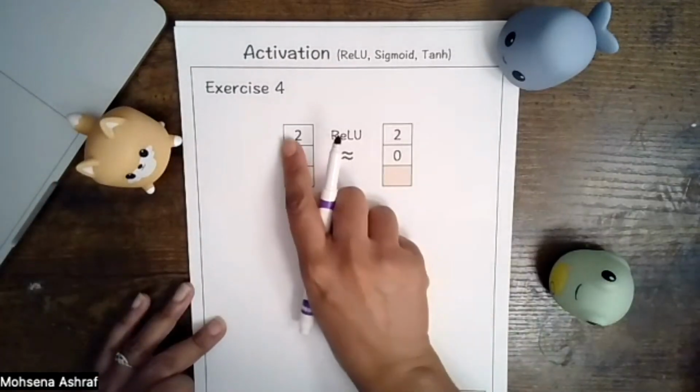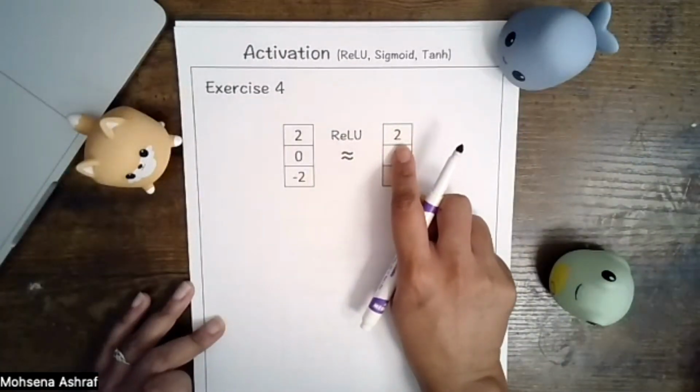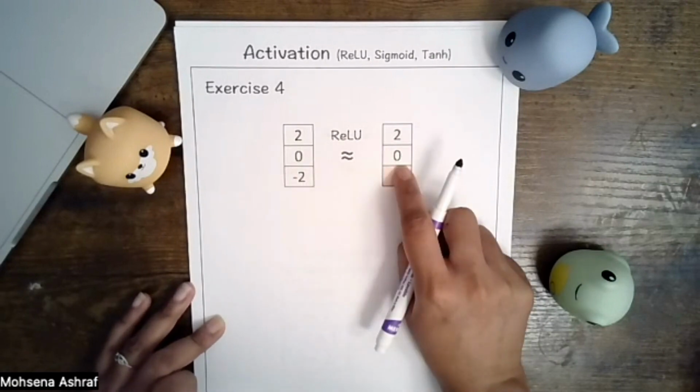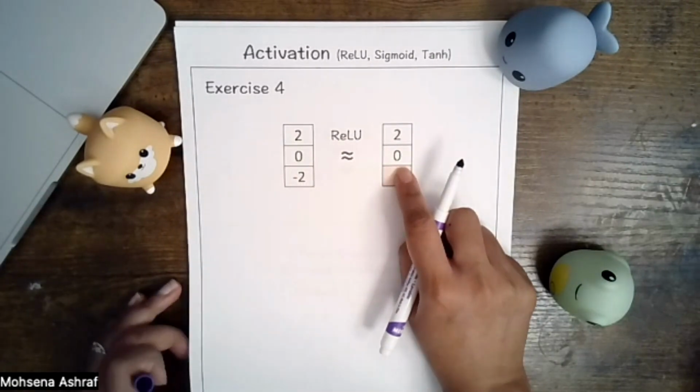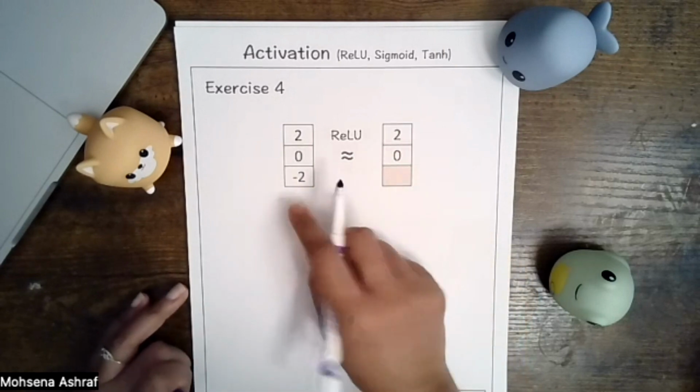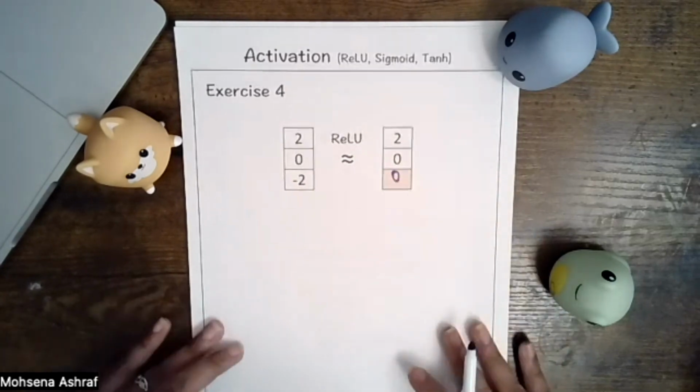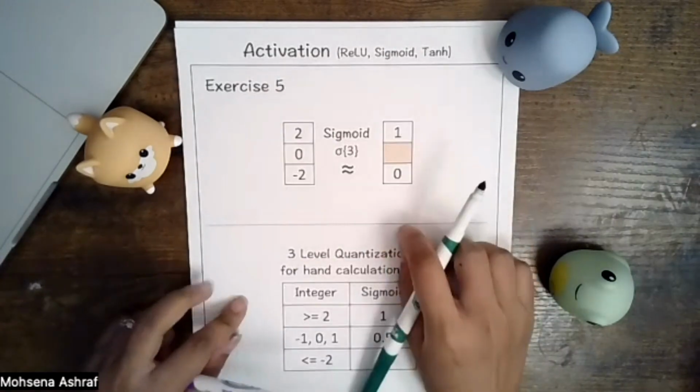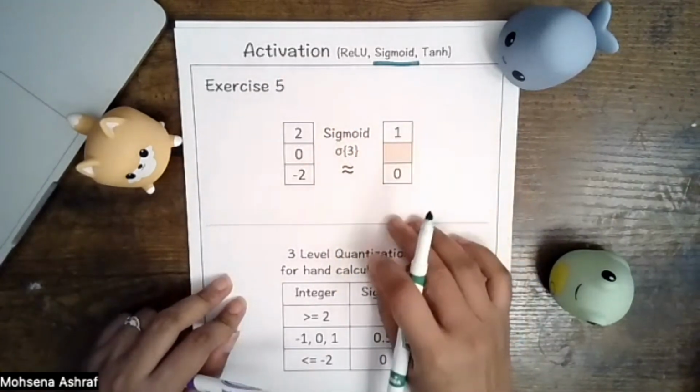Next, again for 2, the ReLU function will give us 2 as it is positive. For 0, ReLU will give us 0 as it returns 0 if it gets 0 as input, and for -2, as it is a negative number, we will get 0 as the output. Now let's move on to the sigmoid function.